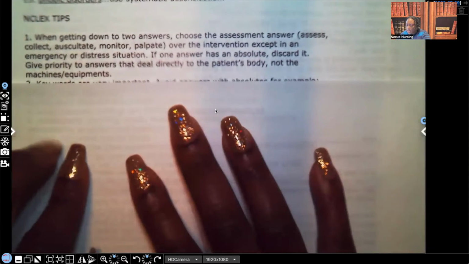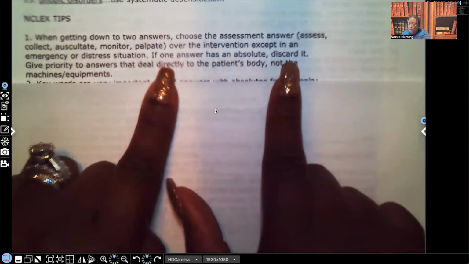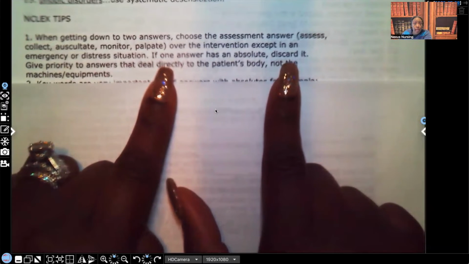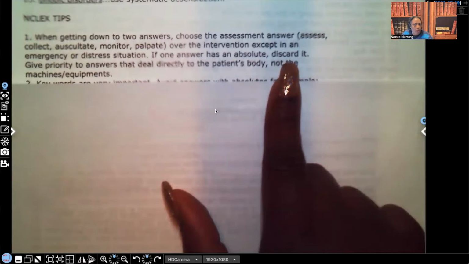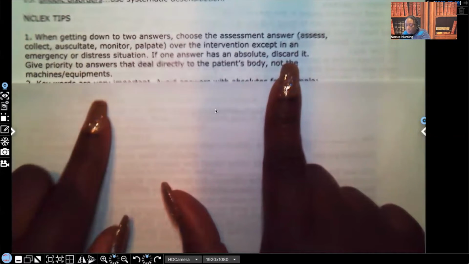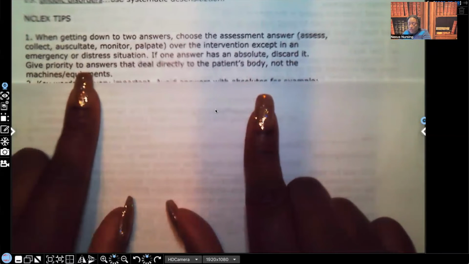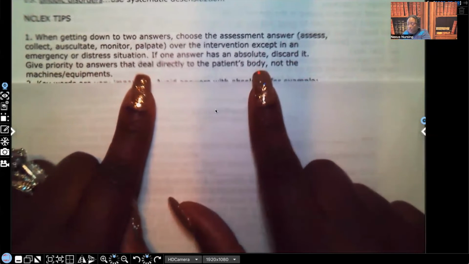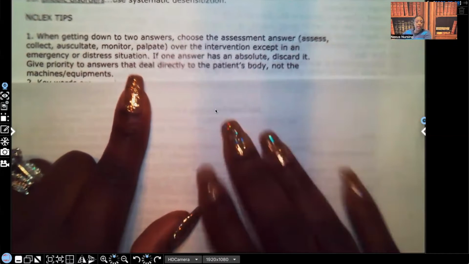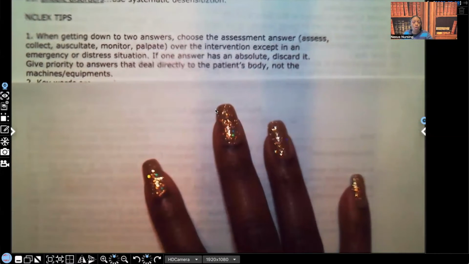Now let's see what else it said. If one answer is an absolute, discard it. I agree. How many times have I told you guys about all-inclusives? Stay away from those: always, never, only. Do not choose an absolute unless you know beyond a shadow of a doubt that that's your correct answer choice. Give priority to answers that deal directly with the patient's body and not the machine or equipment. I agree 100%. You're always treating the patient and not the machine. The patient comes before paperwork. So I agree with that thoroughly.